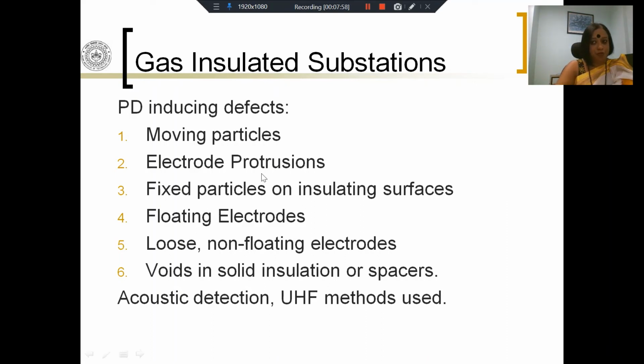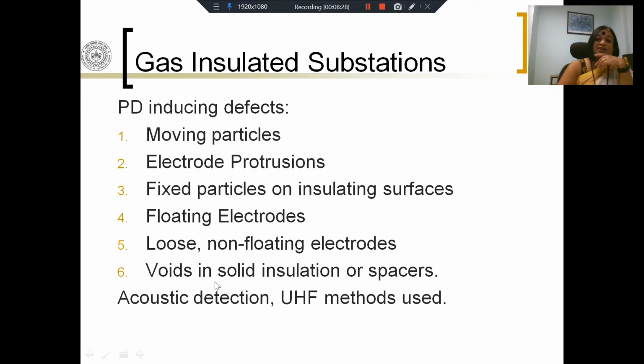There might be electrode protrusions in the first place, and because of field intensification near the electrode protrusions, partial discharge may take place. There might be fixed particles on the insulating surface, and these may cause local field enhancement, giving rise to PD. There may be loose non-floating electrodes, where the potential is non-floating. So these loose electrodes may acquire high voltages and cause discharges.